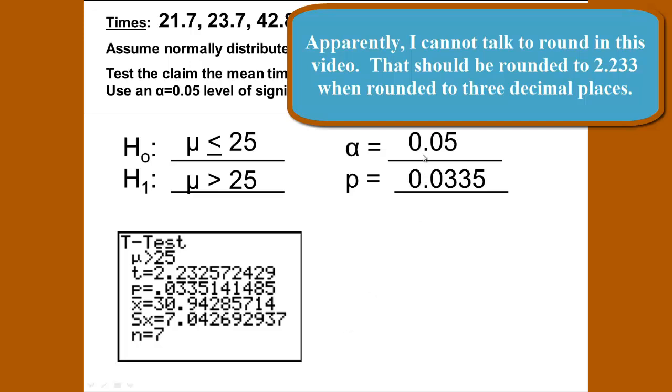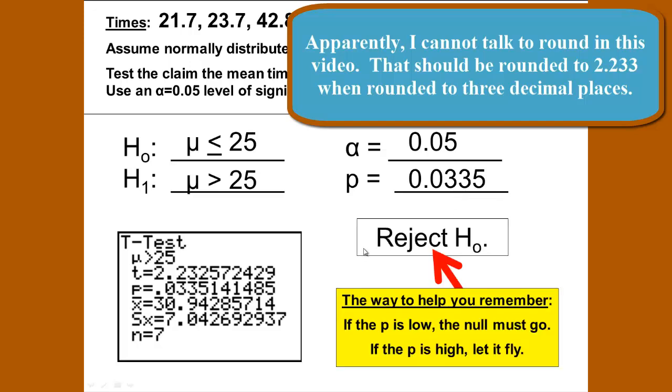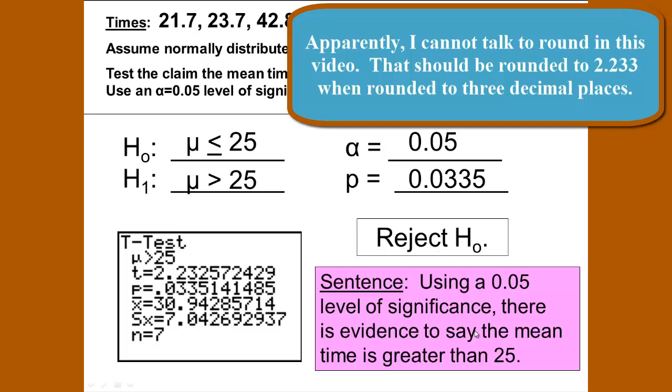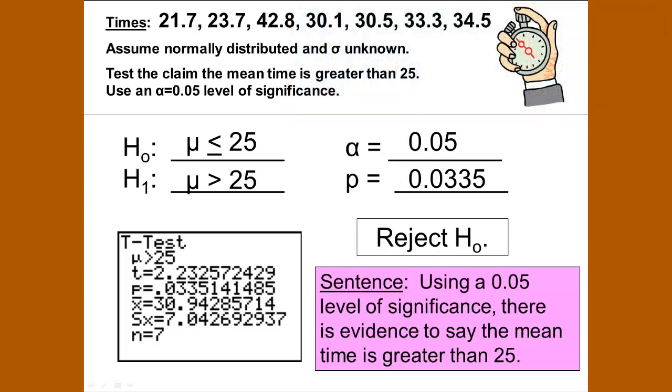Our alpha is 0.05. Our p is 0.0335. Our p is low, so we will reject the null, so we reject H0. Since the p is low, the null must go. And then we need to write our sentence to conclude the problem. The sentence says, using a 0.05 level of significance, there is evidence to say that the mean time is greater than 25.